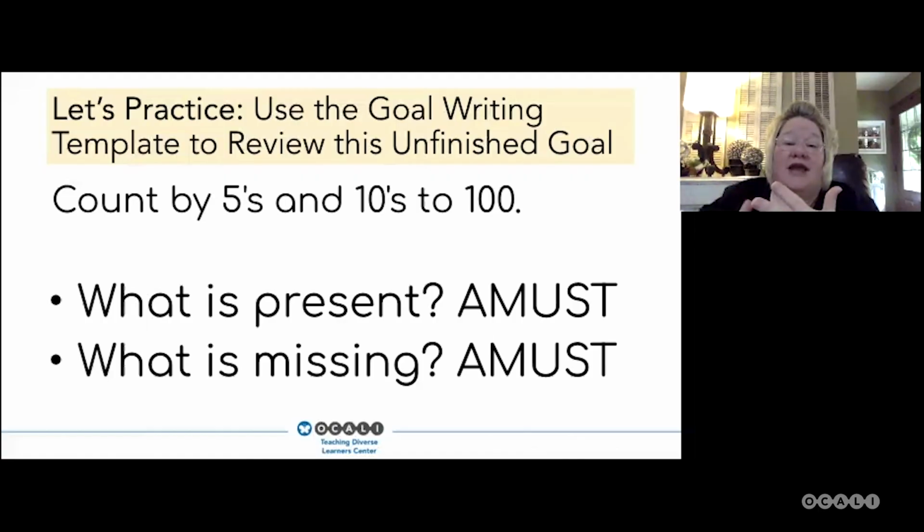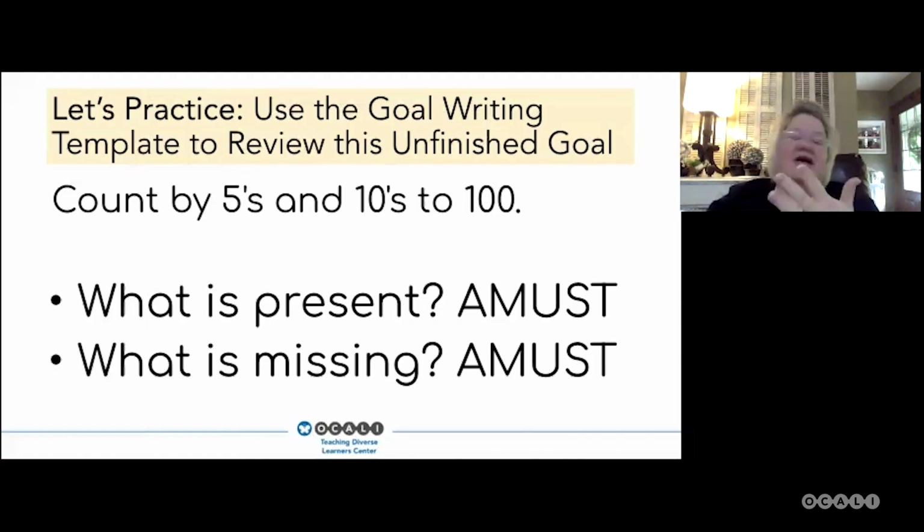In that case, we would say they were going to independently count by fives to 100 without the use of any tools. Okay. So it's not mentioned, but we would have to take that into consideration. Is it needed or not needed? So that's one to look back into. And what about the time bound piece here? Count by fives to 100 by when? So right now we don't see a date set for this ultimate goal to be finished or completed. And so that would be something that we would also have to take into account.